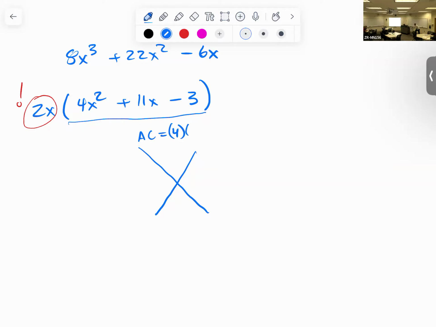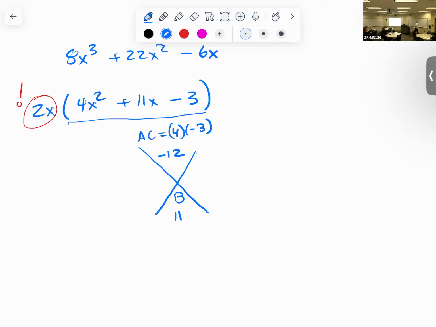Where's the C term? Oh, 4 times the negative 3. You're negative 12. Correct. The bottom term is the B term, which is your 11. There we go. All right.